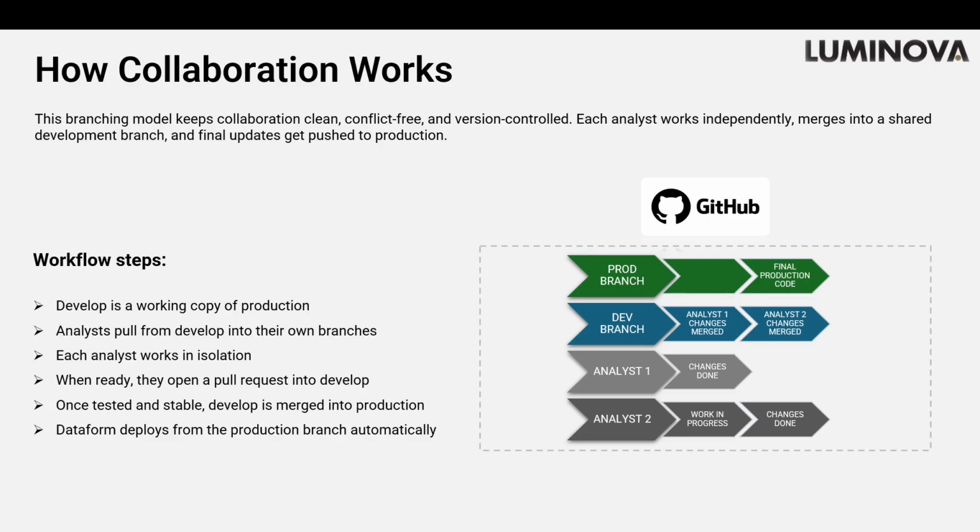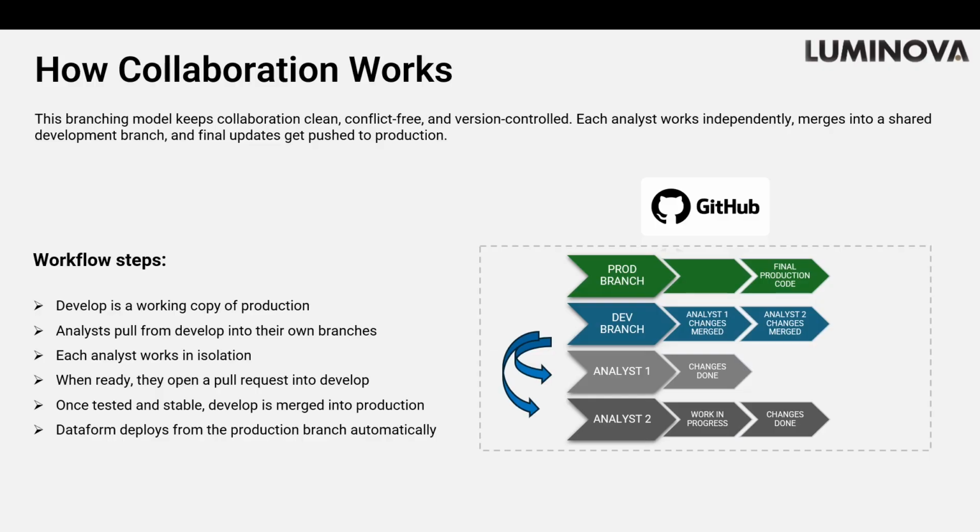Let's walk through how collaboration works inside this branching model. We start from the top. The develop branch is created from production. It's a safe copy of production where in-progress work can be integrated and tested without touching the live pipeline. Each analyst pulls the latest version of develop into their own branch. This keeps everyone working with up-to-date logic and avoids conflicts.